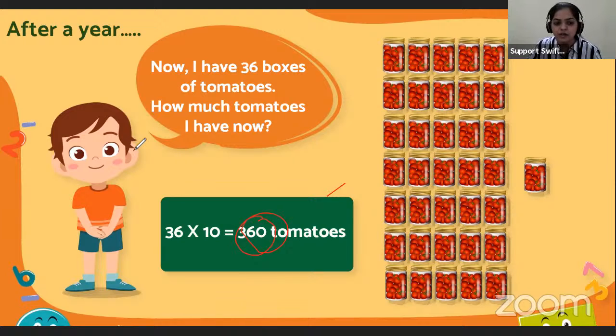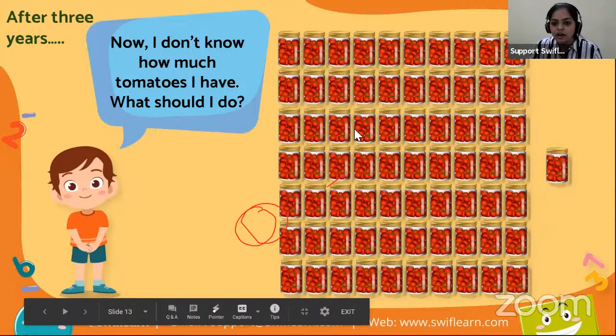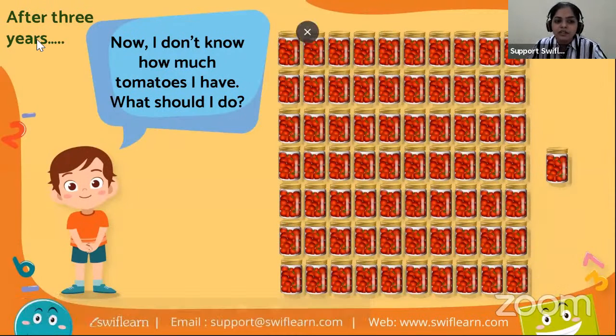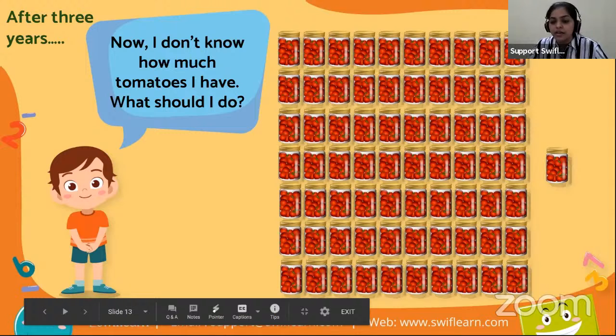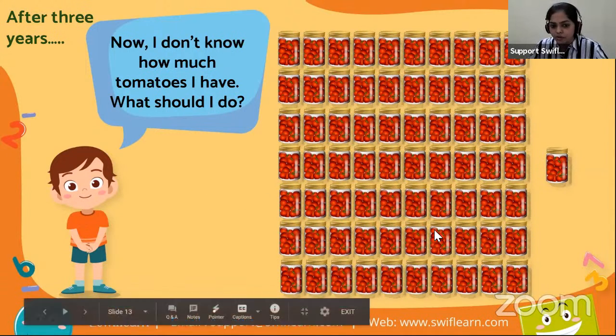Okay, not a big deal. No problem. Let's move to the next one. Alright, what about after 3 years? Now I don't know how many tomatoes I have. What should I do? Because after 3 years, lots of boxes are there and it becomes complex for me to actually count all these tomatoes.